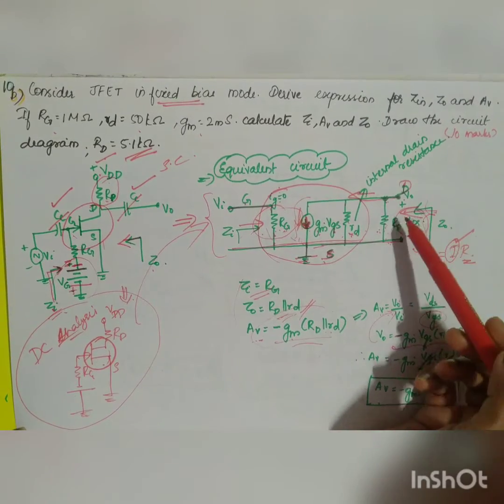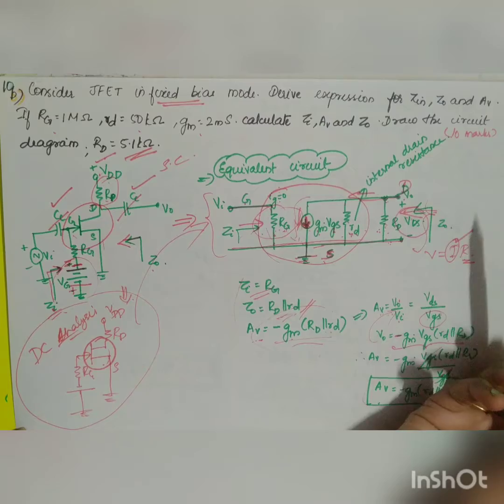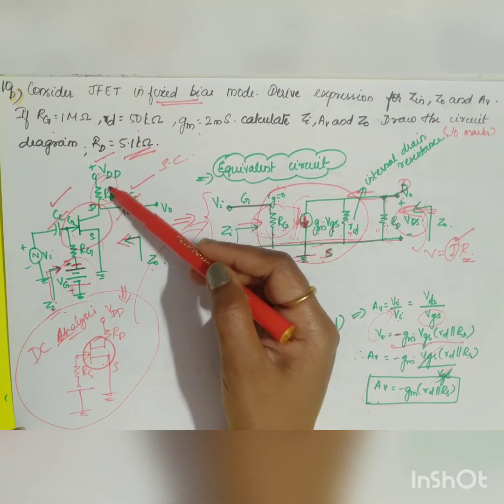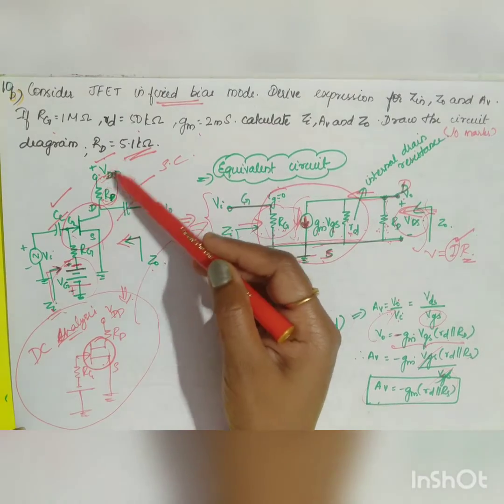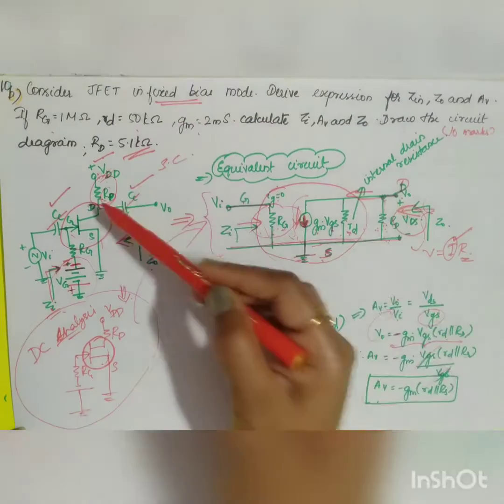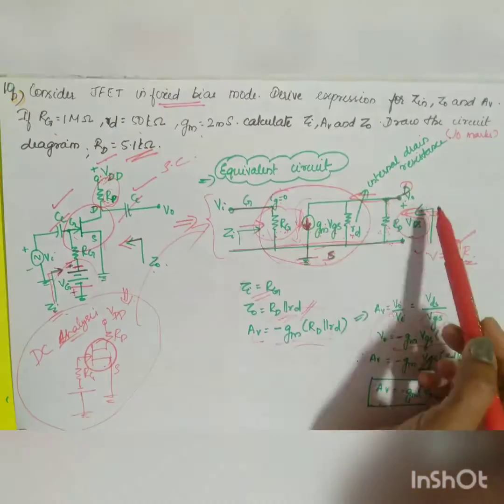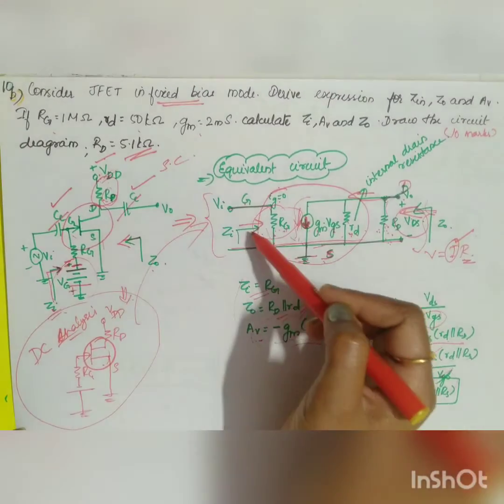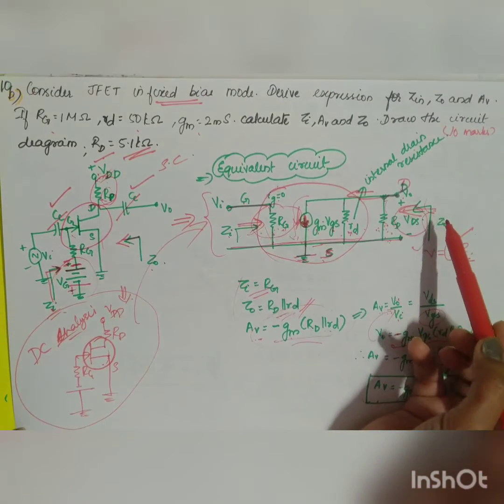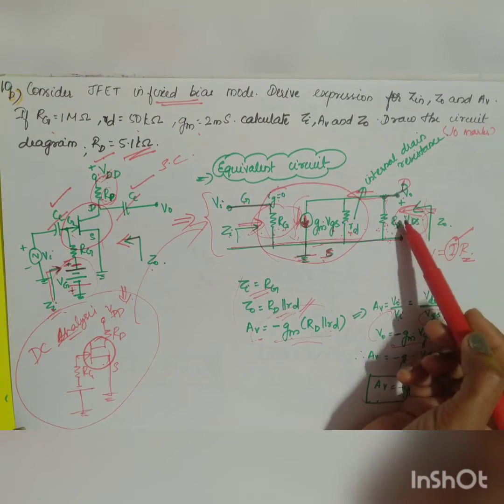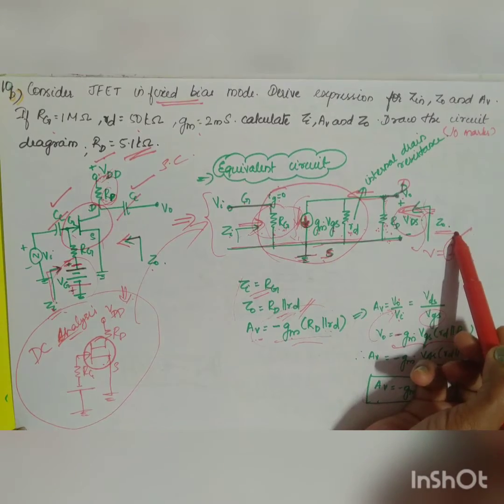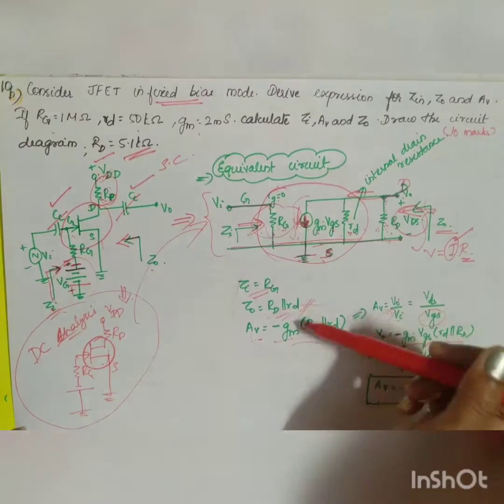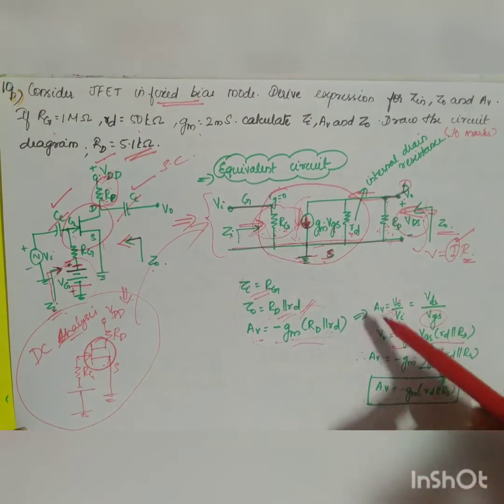And what other network element do you have? Across the output you have your resistance RD, right? Since VDD is shorted, it will go to your ground. So it is reconfigured just like this. Looking towards the circuit from the input is your Zi, that is your input impedance. Looking from the output is your output impedance Z0. So we have to find out the formulas, right? That's why I'm explaining it in a glance.